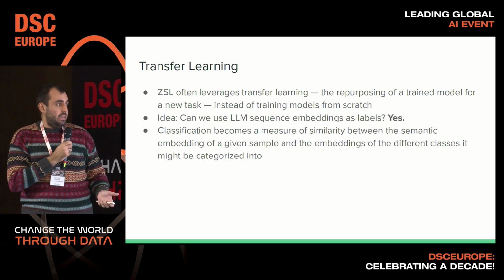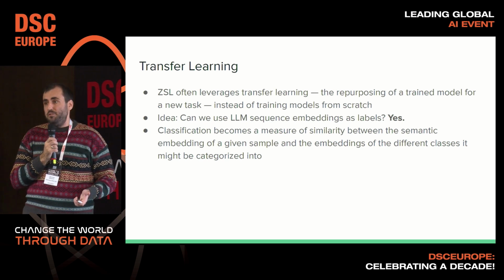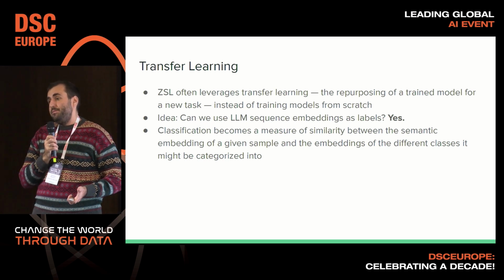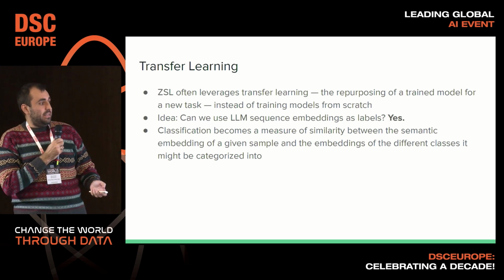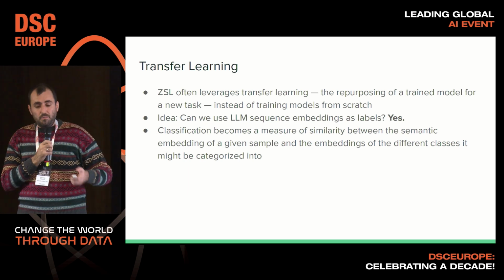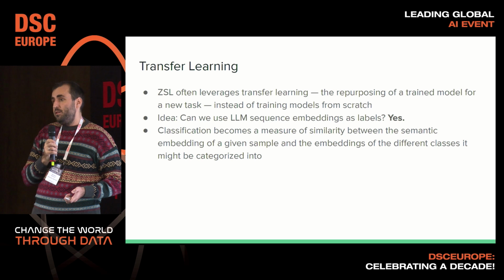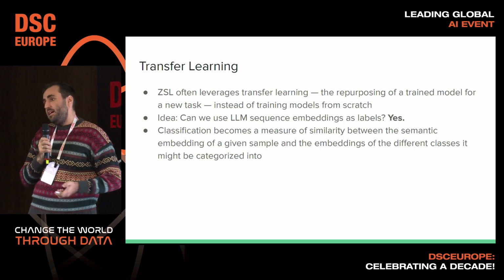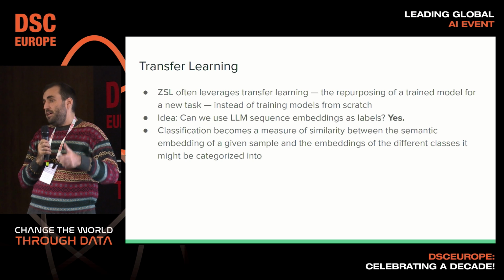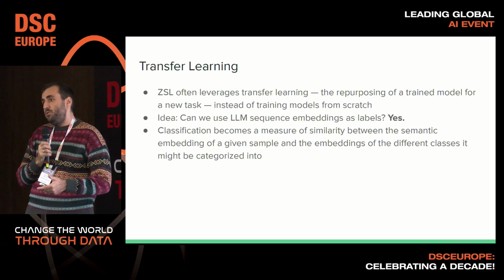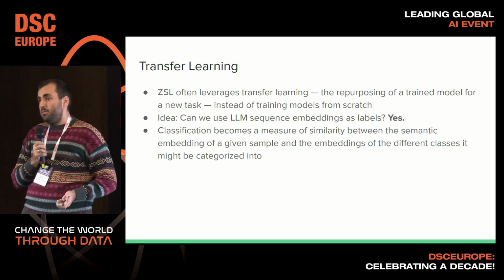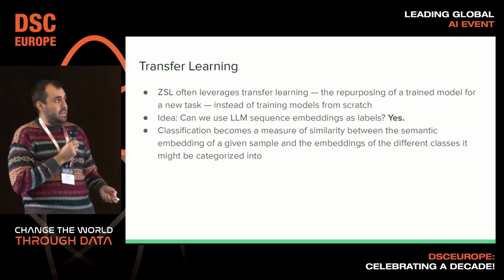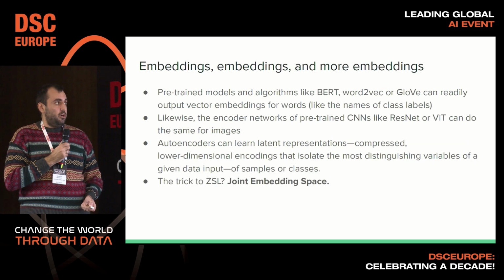So one idea that comes naturally from this is, can we use large language model sequence embeddings to replace the explicit classes in our model? And the answer is yes. So how do you do classification in this scenario? Imagine a model where the output is some embedding, which is also the embedding from some text model. Then you can define classes as sentences or words, and you can just do a similarity search between what the model outputted and the classes that you defined by text. So that is a very powerful way of thinking about this problem.